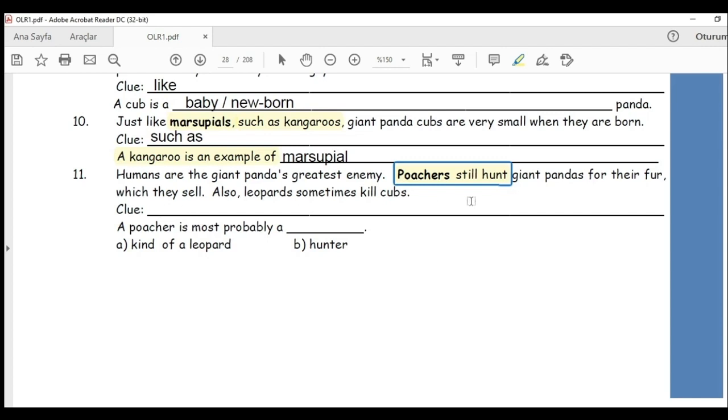So, the clue is our verb, actually. A poacher, then, is it a leopard? Do we use hunt for leopards? And then, can leopards actually sell the fur? That's impossible. So a poacher should be a hunter human being, right? A poacher is a hunter. And it's a human being, not a leopard. So that must be B.